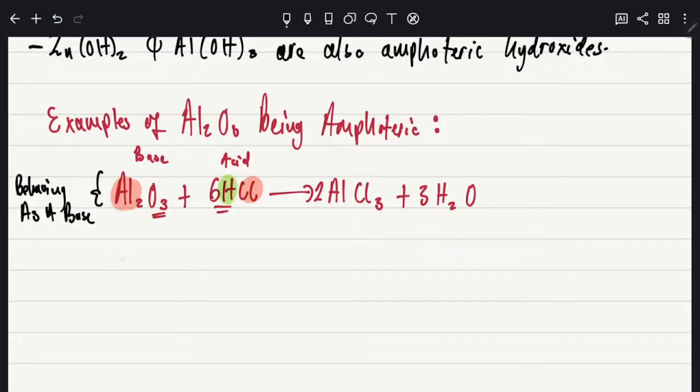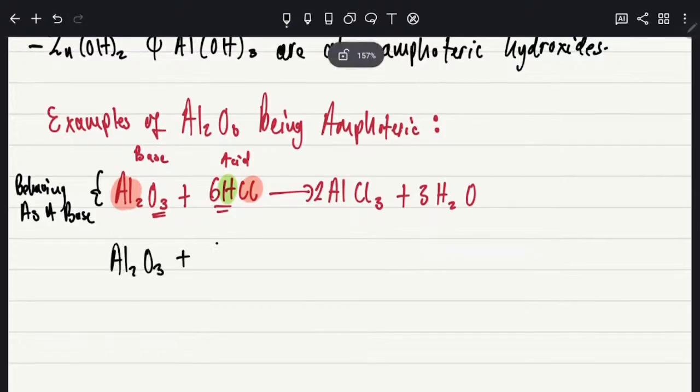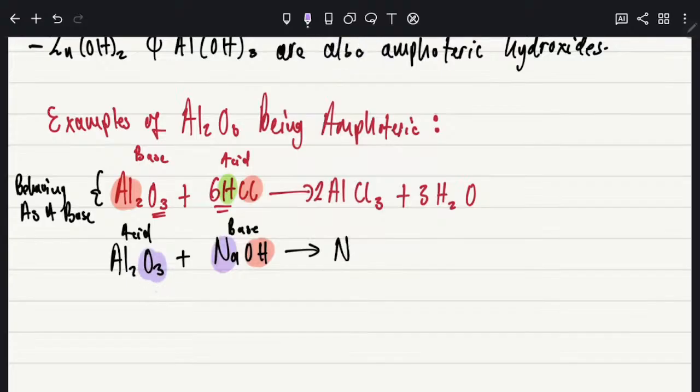Then we take the same one and make it meet a base. It will now be the acid, because the other one is the base. What happens now? The base will never give you its OH, so it will give you the Na, to meet with O3 and also with Al.